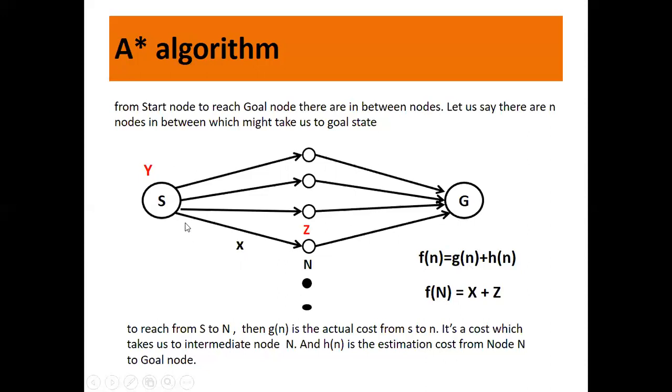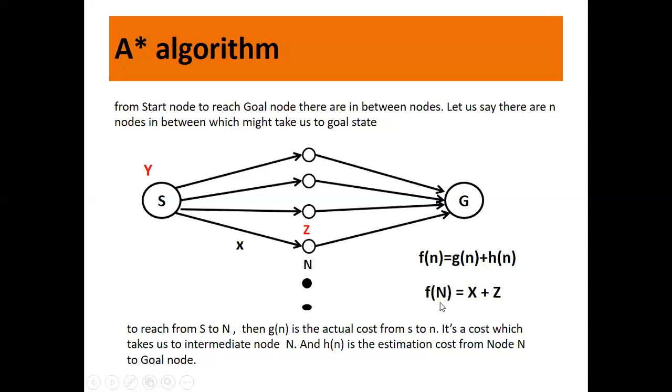How much it will cost. So the actual cost from S to N is X. So G of n is replaced by X, right? Plus H of n. H of n is what? It is a heuristic value. It is an estimated cost, which is Z here, which indicates that from node N to reach the goal node, it will cost Z. Is it clear? From node N to reach the goal node G, the estimated cost is Z.